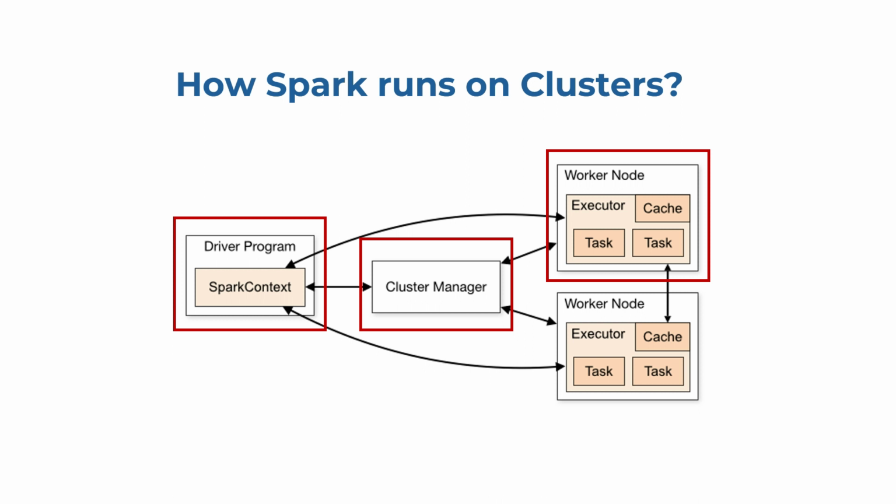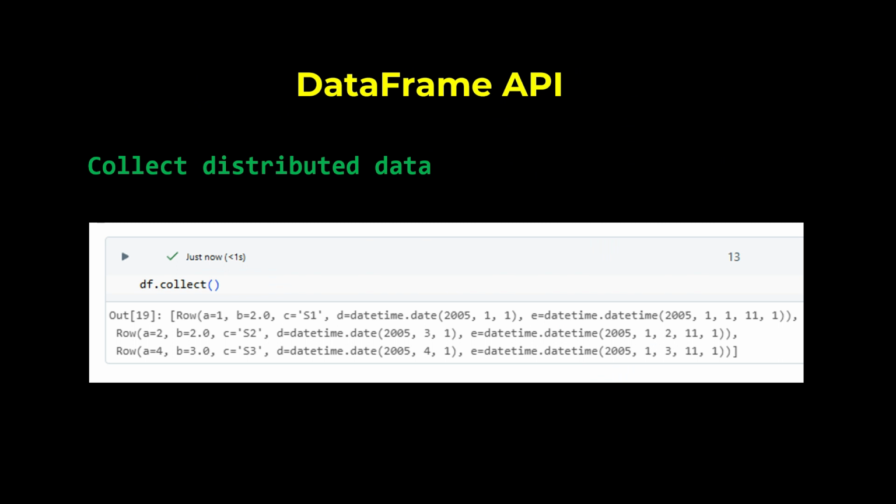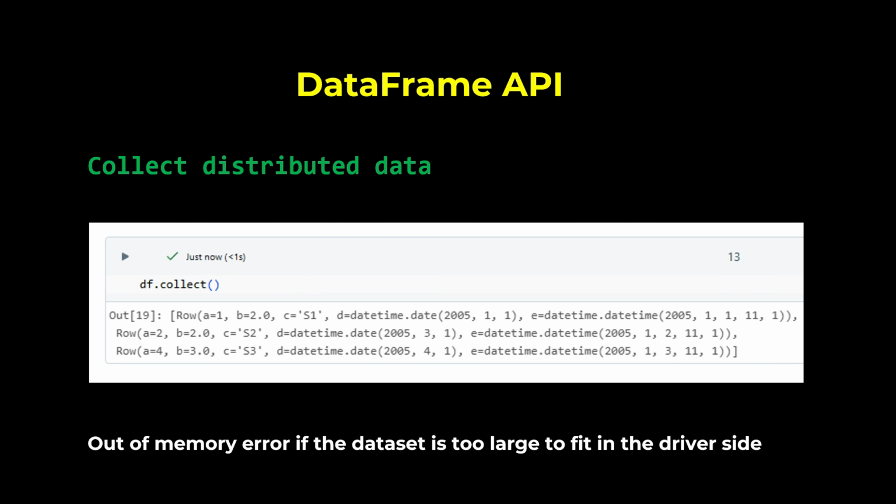Next, it sends your application code to the executors. Finally, SparkContext sends tasks to the executors to run. Spark data frames are distributed across multiple worker nodes in a cluster. When the collect method is called, all the data is fetched from the executors and loaded into the driver's memory. Remember, this can lead to an out-of-memory error if the dataset is too large, because the driver node may not have enough RAM to hold the entire dataset.